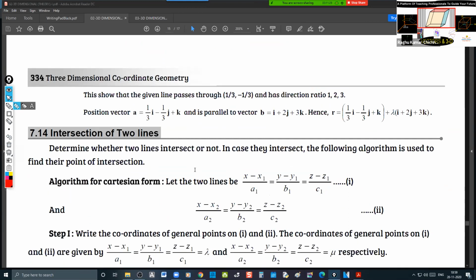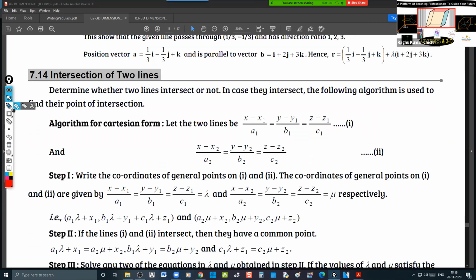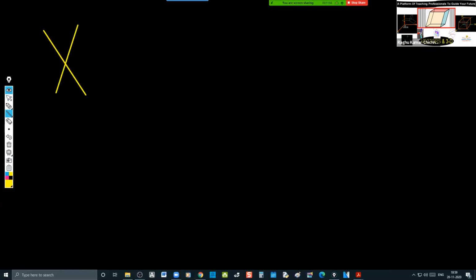Okay. So similarly, intersection of two lines. How do we decide the intersection of two lines, meaning two lines in three-dimensional geometry? I'll tell you the difference. See, in two-dimensional geometry, if you take any two lines, they may be intersecting each other, they may be parallel to each other, or they may be coincident with each other. These are the three cases you will come across in two-dimensional geometry.